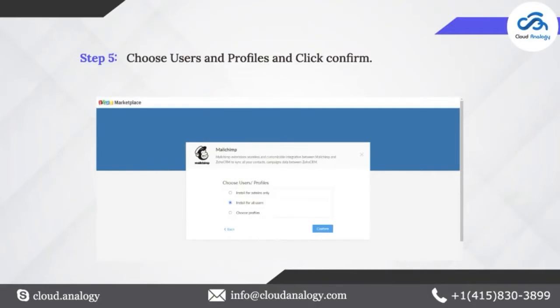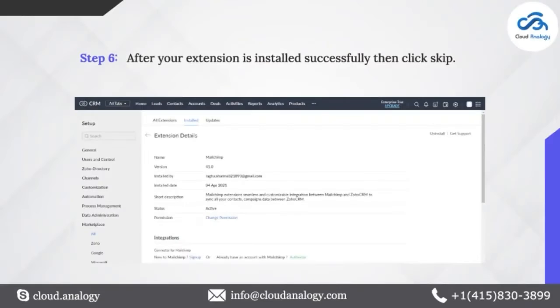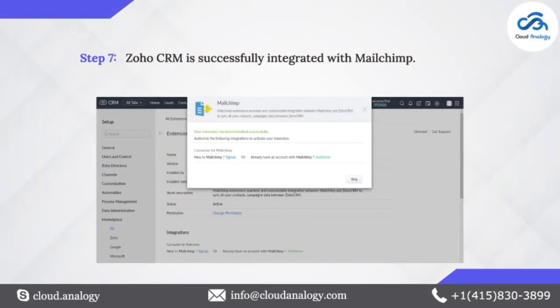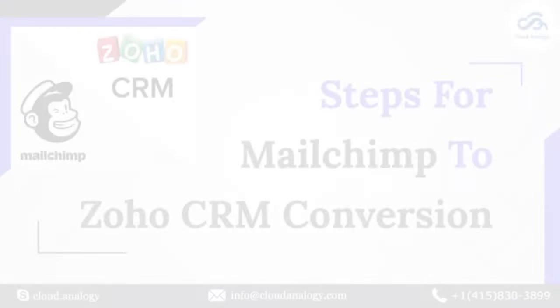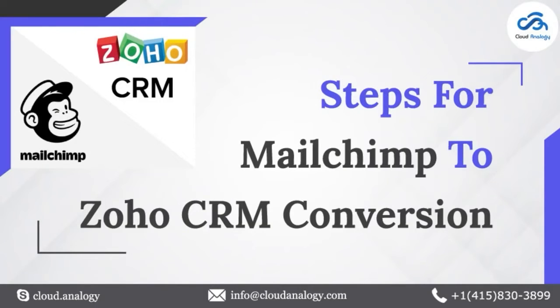After completion of the installation, you need to choose users and profiles for your setup and then click on confirm. After the extension is installed successfully, then click skip. Now your CRM is successfully integrated with Mailchimp. Let me now show you the steps for Mailchimp to Zoho CRM conversion.